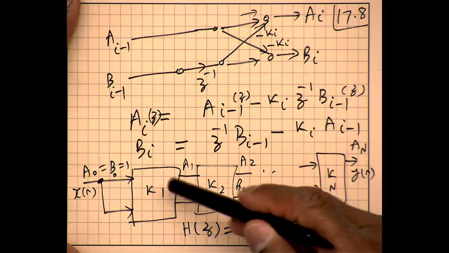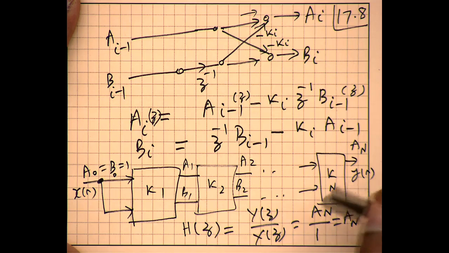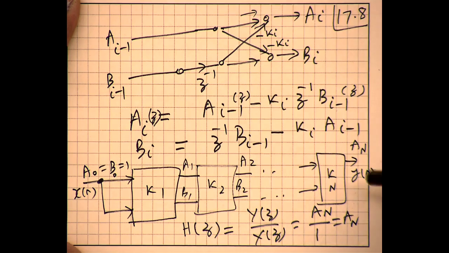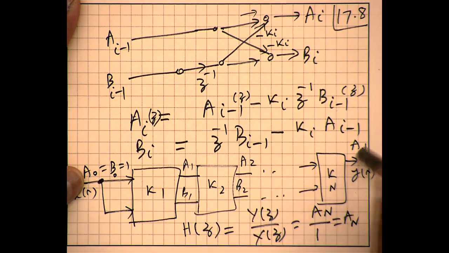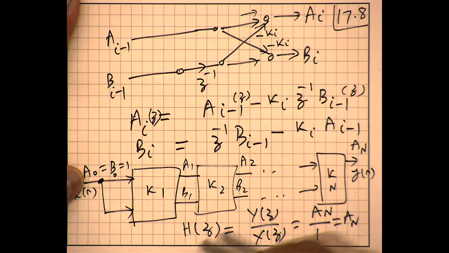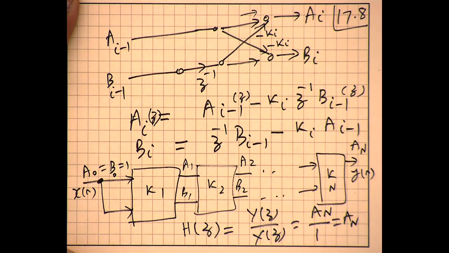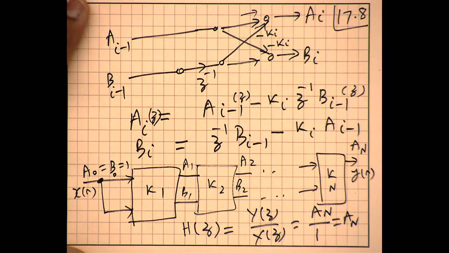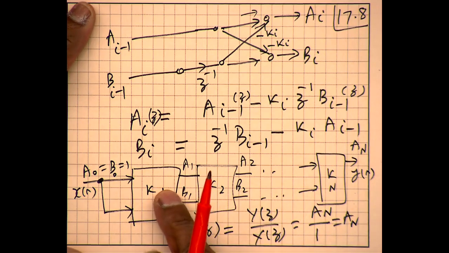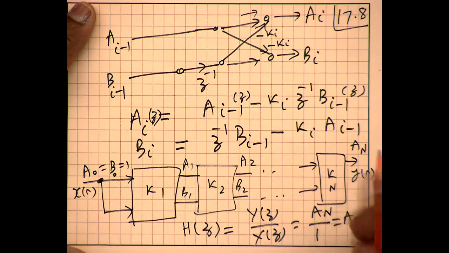But if I can find these k coefficients, then we are done. We are done with the lattice filter of the FIR filter. So the transfer function from the input here to the output is going to be An, which is the transfer function.